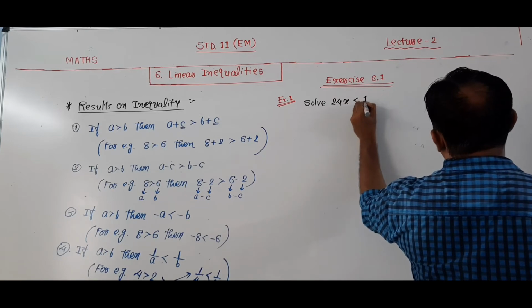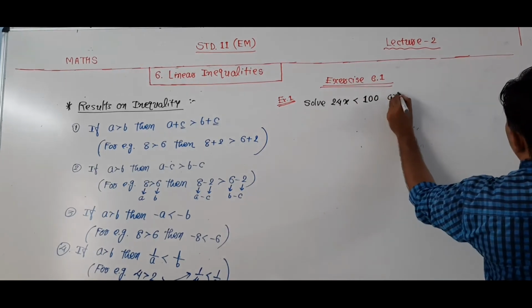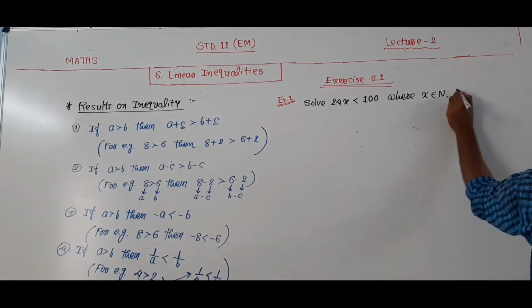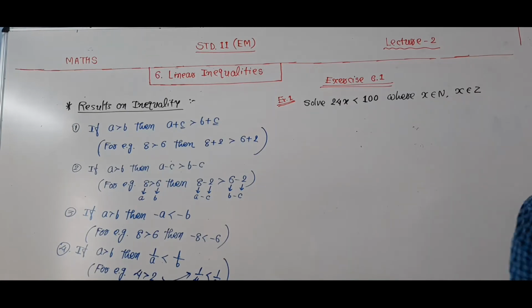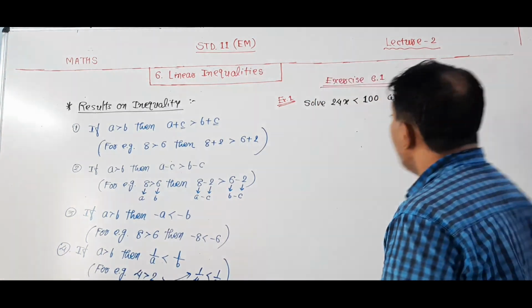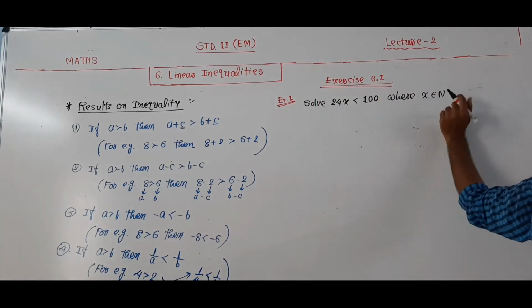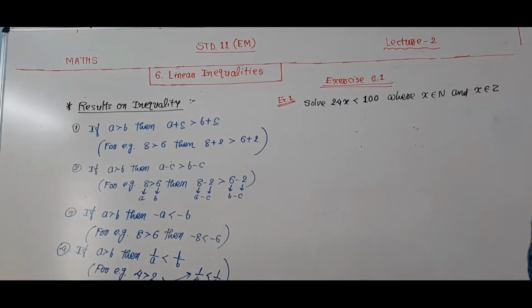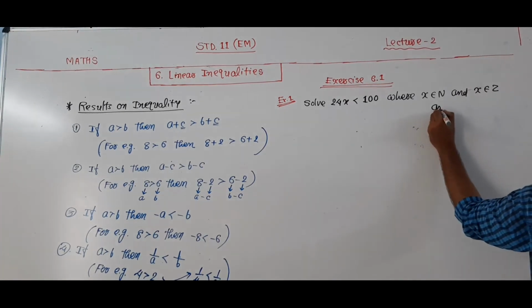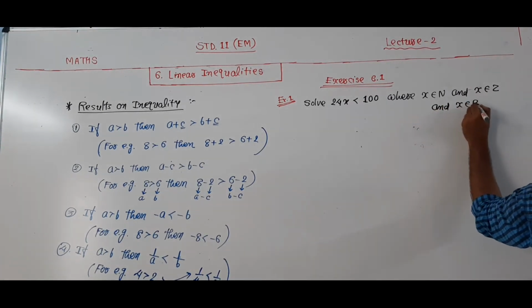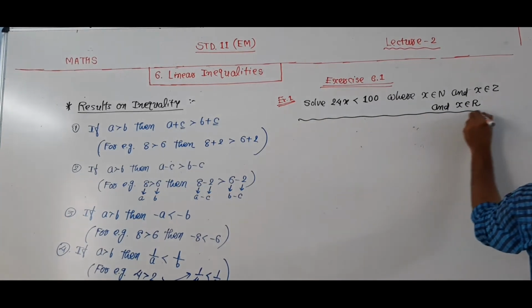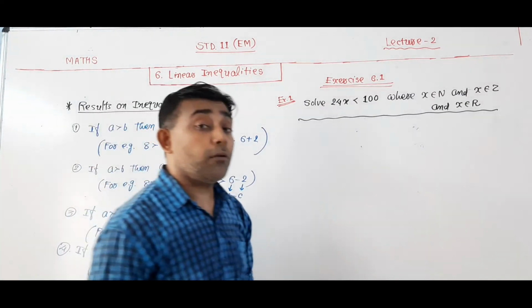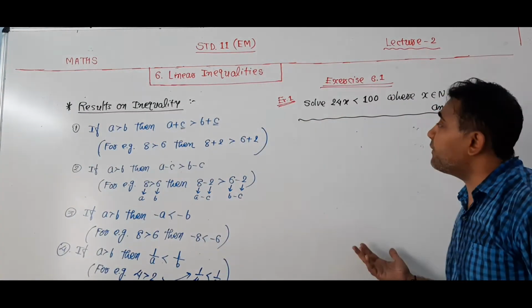Solve 24x less than 100, where x belongs to N, it means natural number, then x belongs to Z. It means x is an integer. Moreover, let us take x belongs to R also, as per our convenience. Let us try to solve this one. Then you get confident about how to solve the questions. Very easy exercise is this.